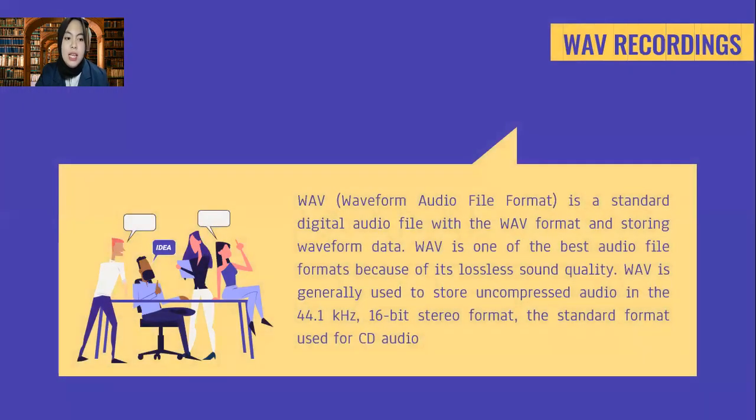And WAV recording is basically a standard digital audio file that stores waveform data so we can extract it into other forms, like a spectrogram. That's mainly why I use WAV recording here: so we can extract the spectrogram from the audio. It is also the best audio file format because it has no loss of sound quality. WAV is generally used to store uncompressed audio, so audio is never compressed in WAV.